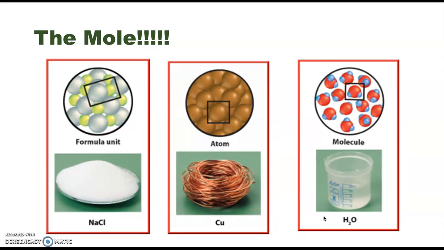So the mole, again, when we talk about formula units, that's for ionic compounds like NaCl. Remember, we call this a formula unit. 1 atom of copper, that's an element. And then if we talk about covalent compounds like water, we call this a molecule.